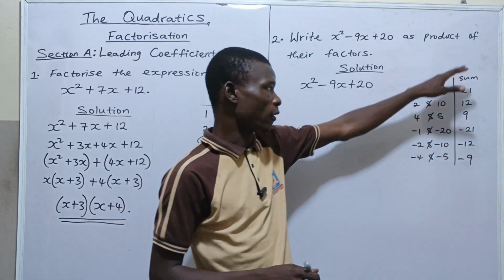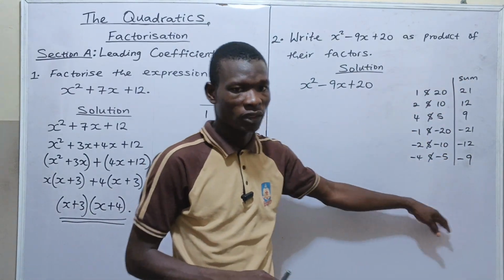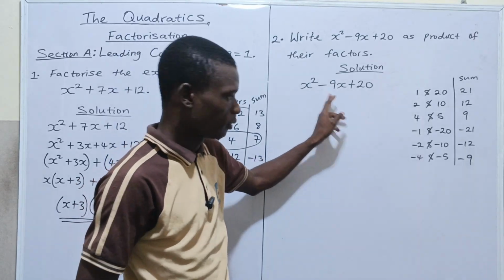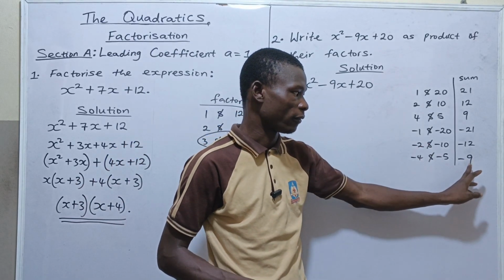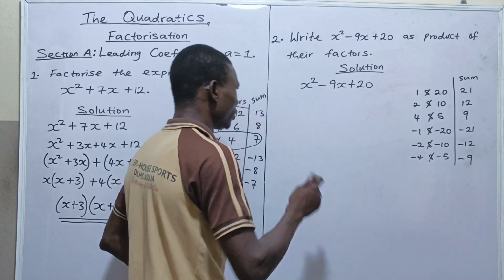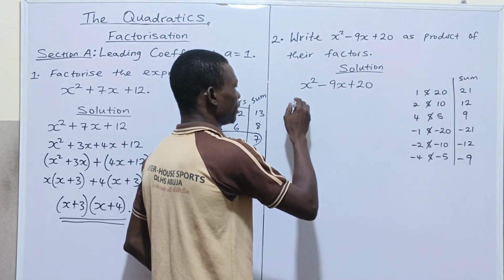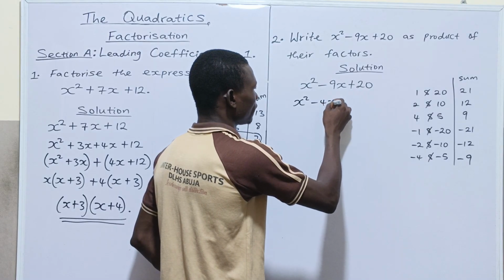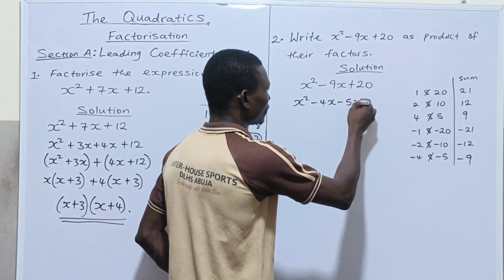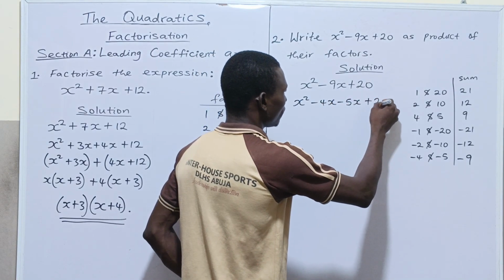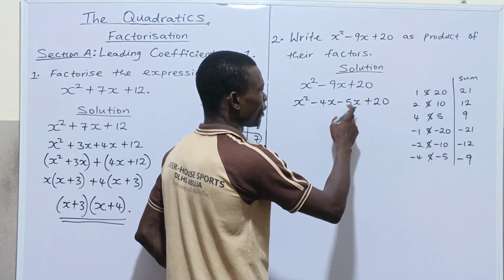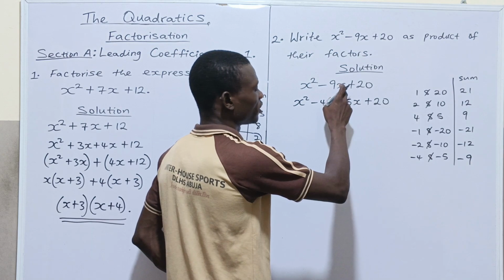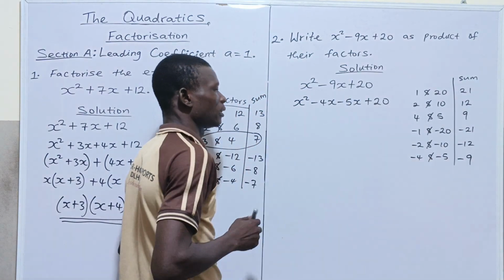Now, of all these sums, which of them gives us the middle term, which is negative 9? Of course, it's negative 4 and negative 5, producing negative 9. So we are going to rewrite negative 9x as x squared minus 4x minus 5x plus 20, because negative 4 times negative 5 will give us positive 20, and negative 4 plus negative 5 will give us negative 9, and then negative 9x.